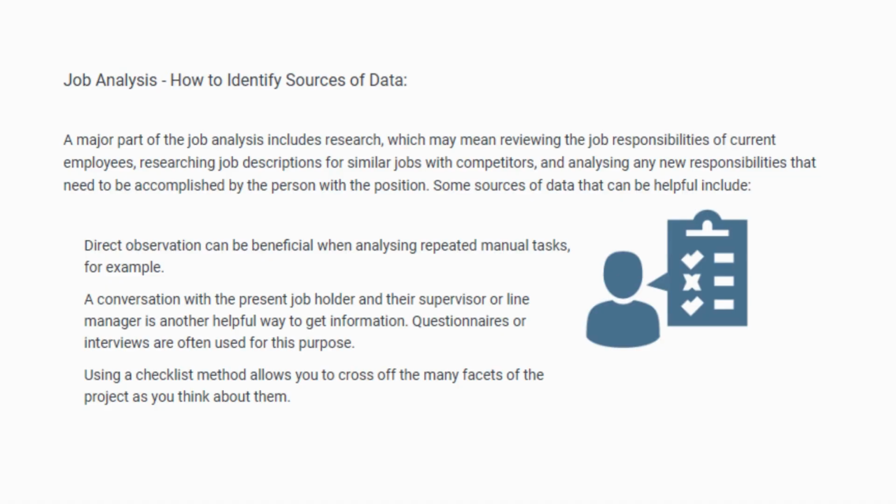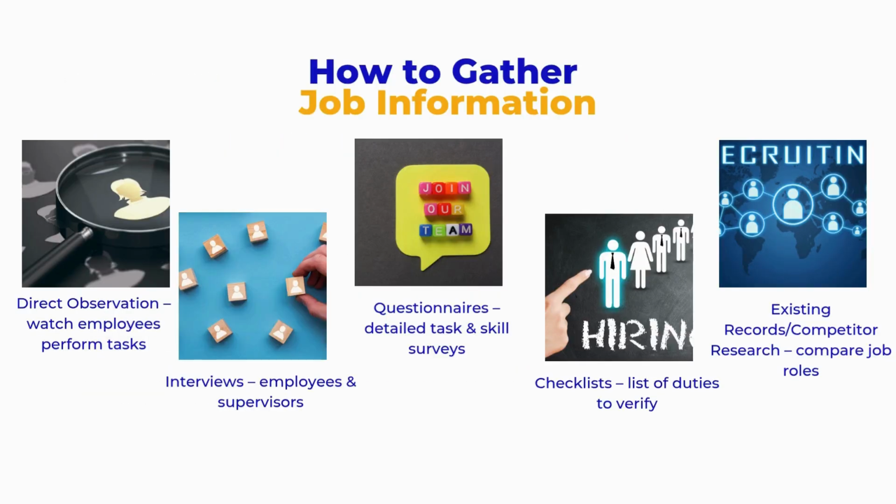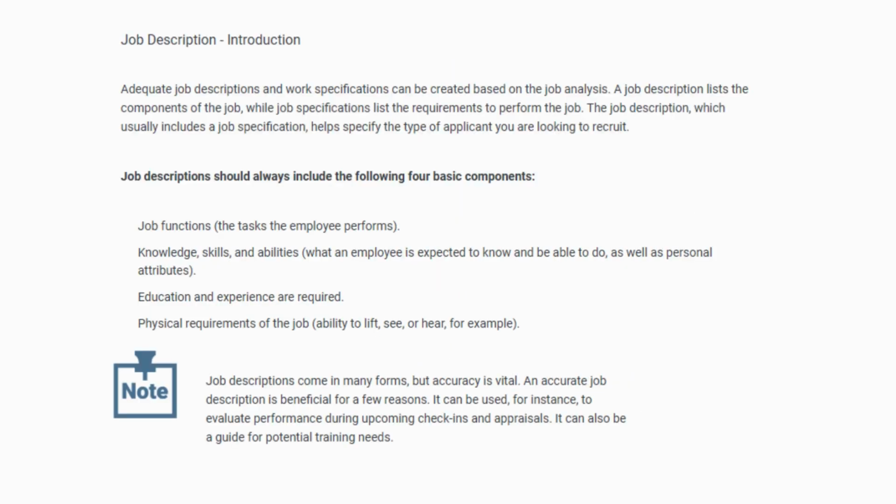And the checklist is like listing all the tasks and checking off all that apply to this job. Existing records or competitor research means reviewing existing job descriptions or comparing with similar jobs in other organizations. Combining these sources gives HR a complete, accurate picture for the job analysis. Okay, that is how you collect the data. Once you have gathered and analyzed all the data, the next step is to write the job description.